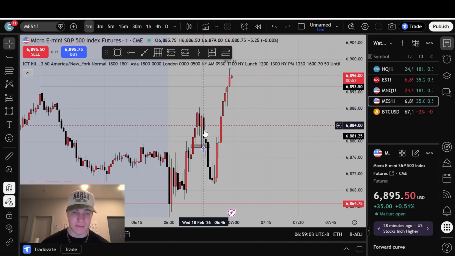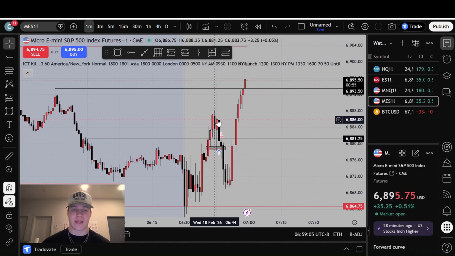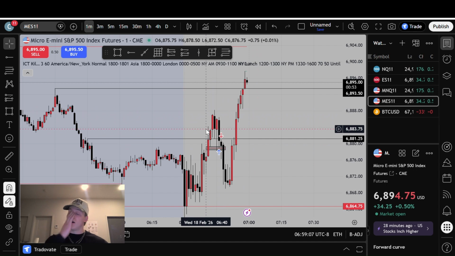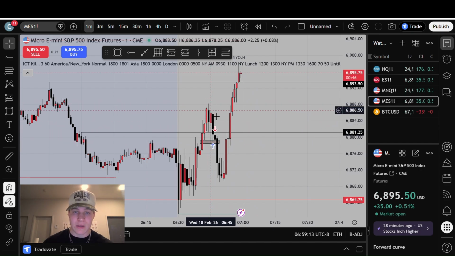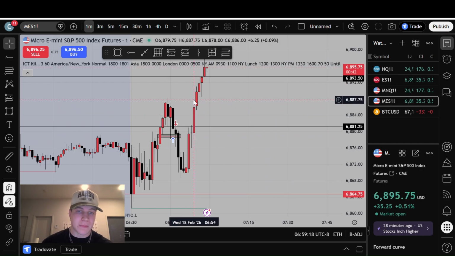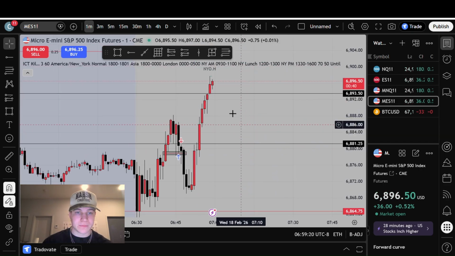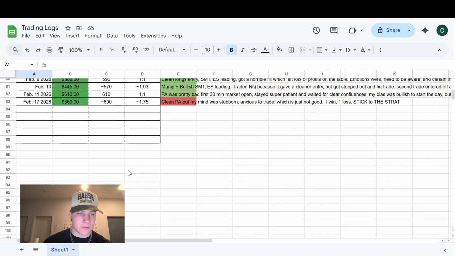Like, I see the fair value gap fill. I feel like anybody would enter off of that on that first trade, because look how clean that is. I mean, we came in, we sniped this gap, got a beautiful wick and bullish candle out of it. So, you know, not too pissed, to be honest with you.